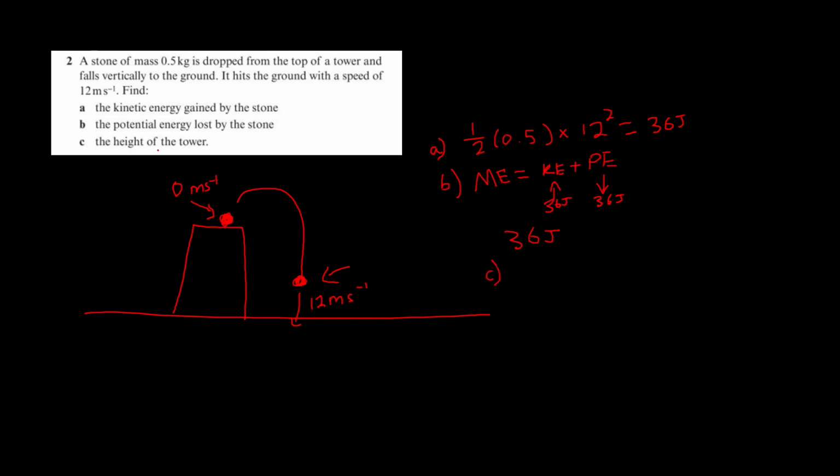Part C, we need to work out the height of the tower. So we know that we're losing 36 joules of potential energy. And the only potential energy in this system is going to be our gravitational potential energy. And that has a formula of mgh, where we know the mass, and we know the gravitational acceleration. So all we need to do is solve for h. So if we do 36 divided by 9.8 times 0.5, we get h, and that is equal to 7.35 meters, roughly, to 3 significant figures.